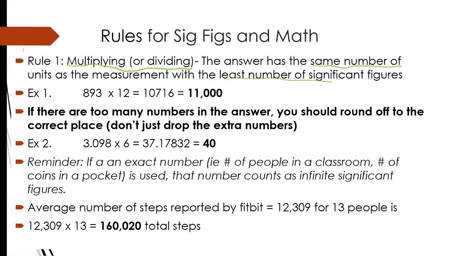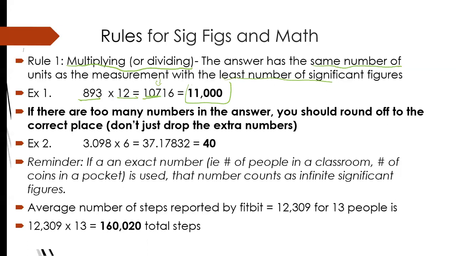So in this example, we have 893 times 12, and that would give us 10,716. However, in order for us to show the significant figures correctly, we would look at this. 893 has 3 sig figs, 12 has 2, and so our answer should only have 2 sig figs. So I look at this 7 here, the first digit that I'm going to remove. It's more than 5, so I have to round up, and that's how we get 11,000.